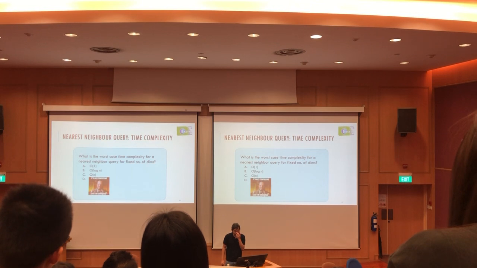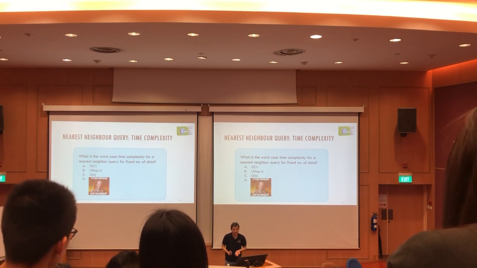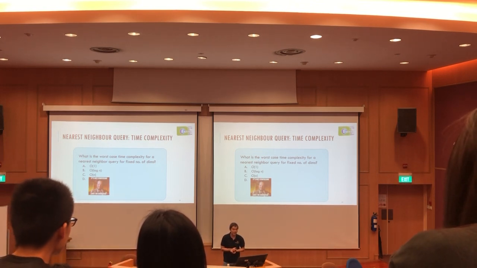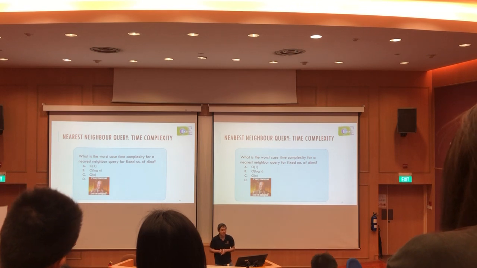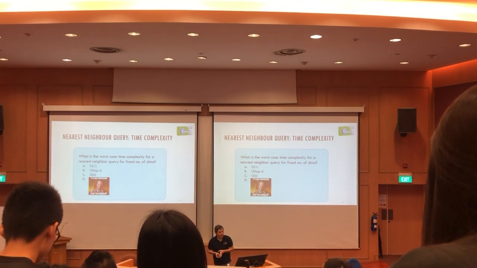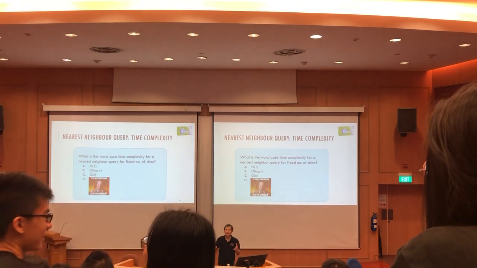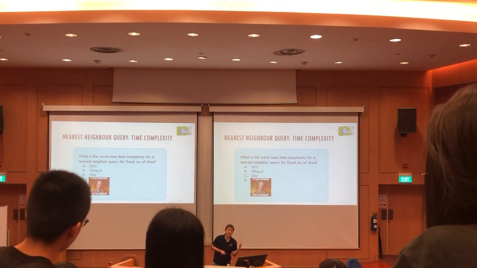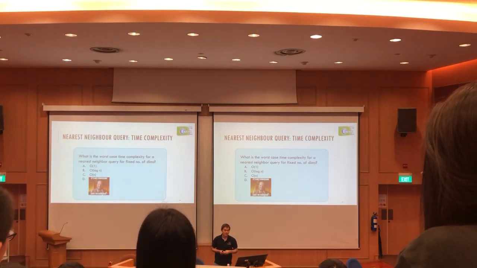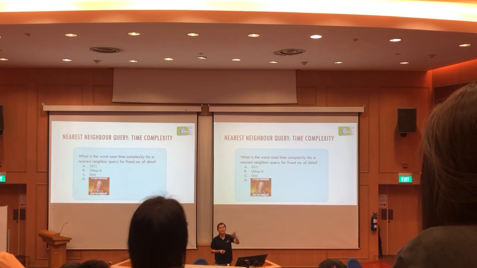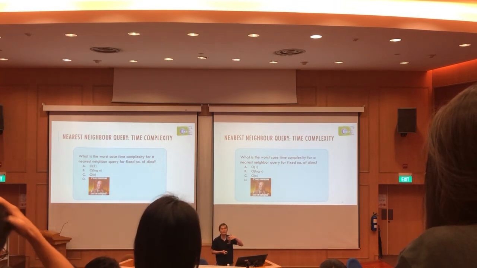So let's do a quick poll. What is the worst case time complexity for a nearest neighbor search based on a fixed number of dimensions? So let's say my dimension is 3. What do you think? What is the worst case time complexity for this case? Is it O(1)? How many people think it's O(1)? Can't be O(1), right? O(1) means you research the whole problem.